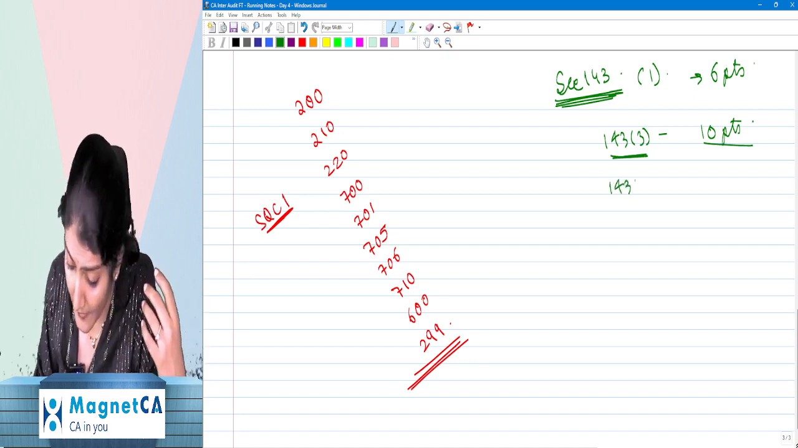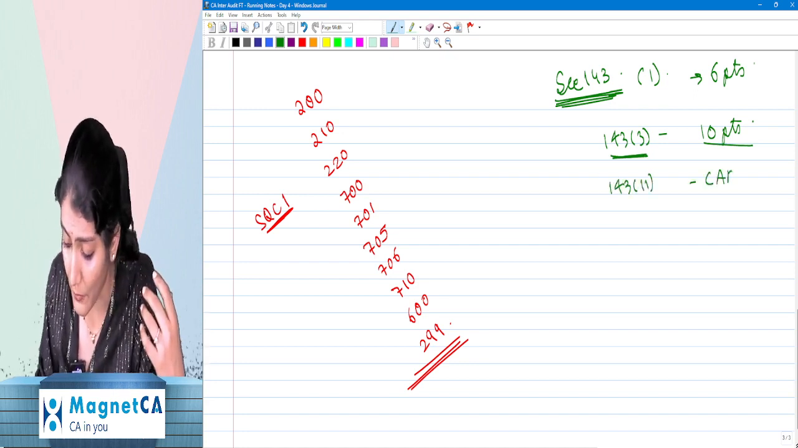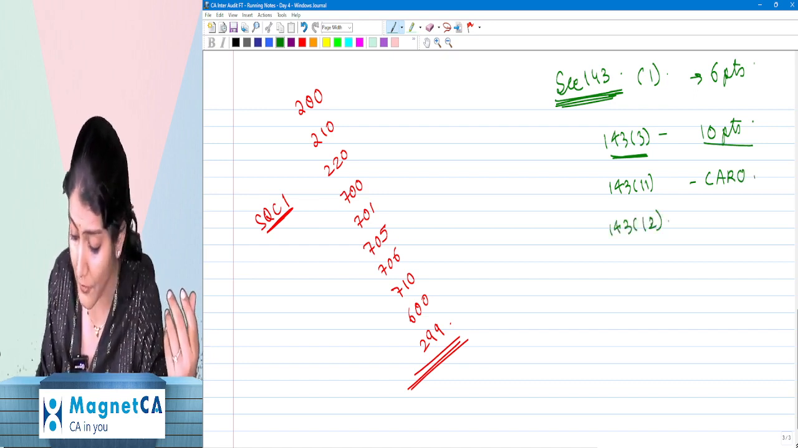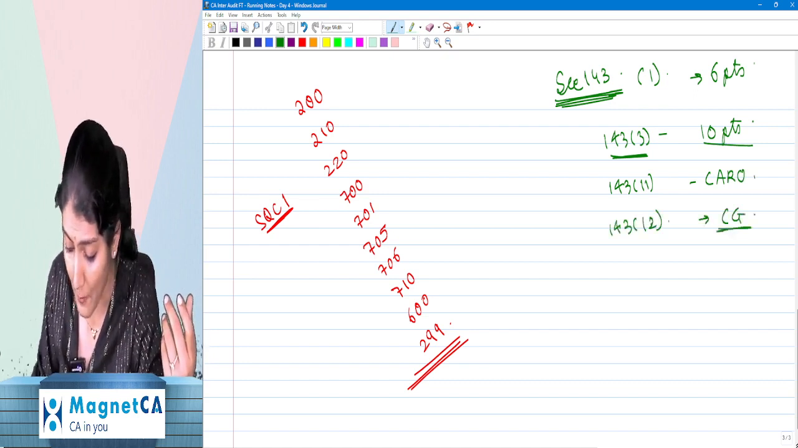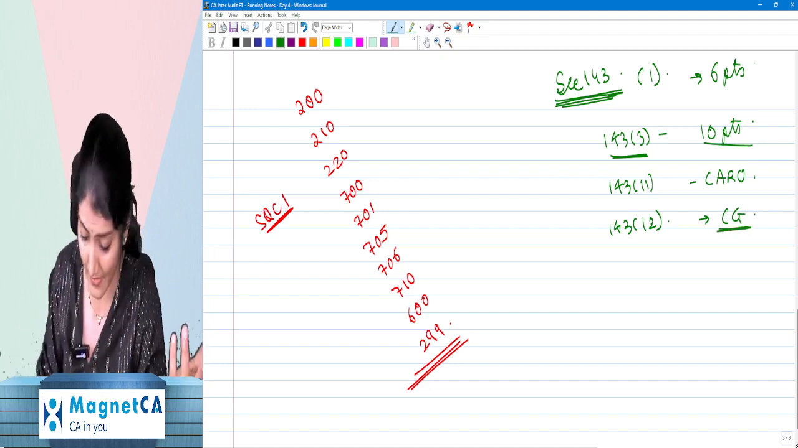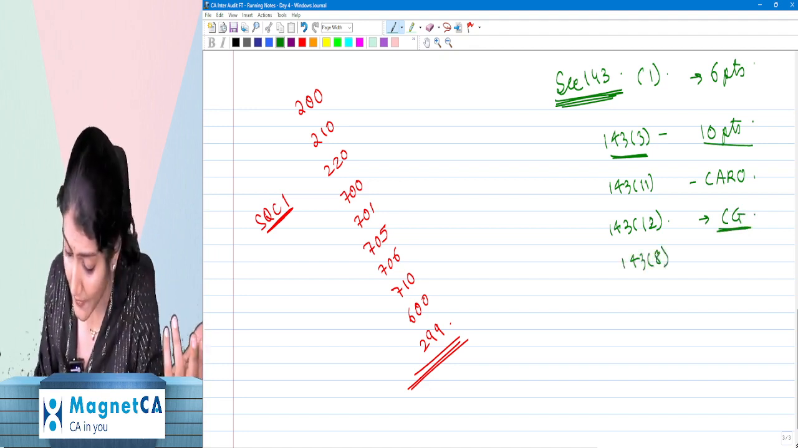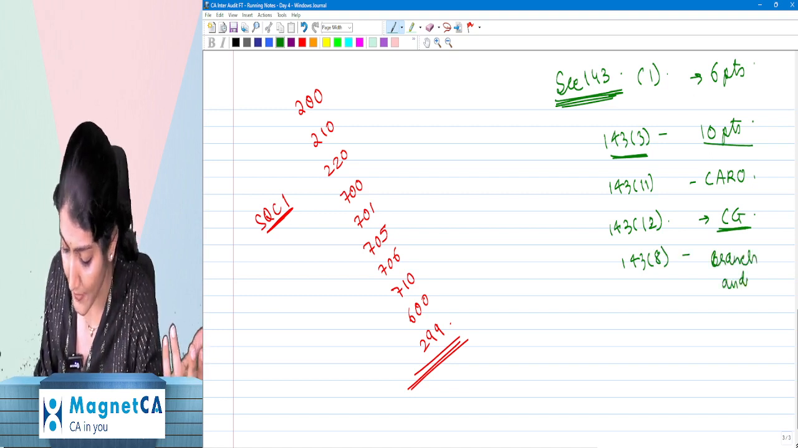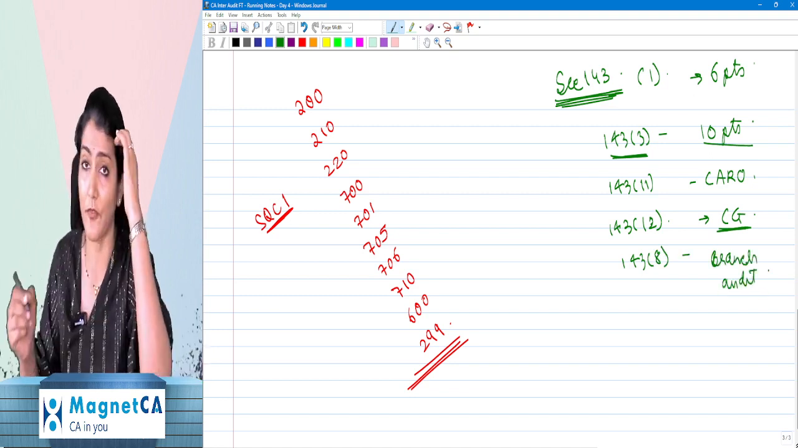Then 143.11, it is regarding the CARO 2020. Then if any fraud 1 crore and above, auditor, you need to report it to the central government in the manner as may be prescribed. Then we also discussed 143.8, which was regarding the duty as to the branch audit. Okay, who can be appointed as an auditor of the branch.